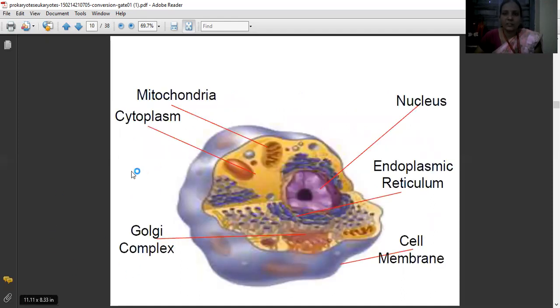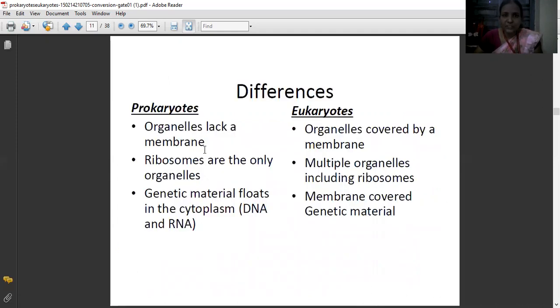This is a general structure of eukaryotic cell. Mitochondria is present in cytoplasm, Golgi complex, nucleus. These are the cell organelles, membrane bound cell organelles. So this is the difference. First difference is that prokaryotes lack membrane. Prokaryotes में membrane present नहीं है organelles में, और eukaryotes में membrane present है.